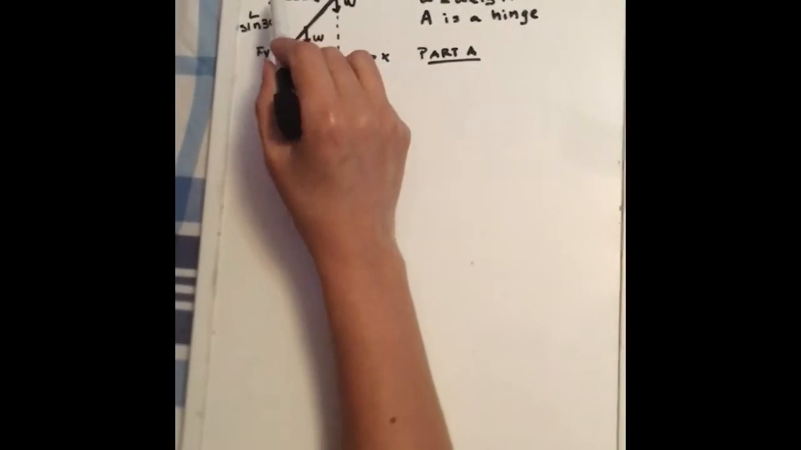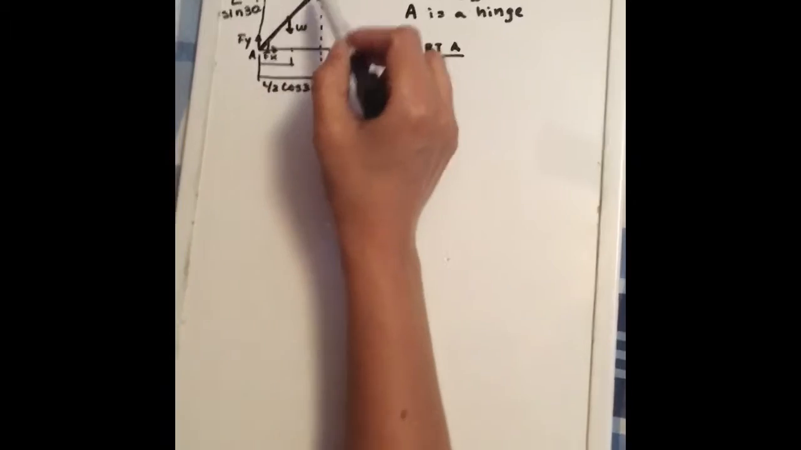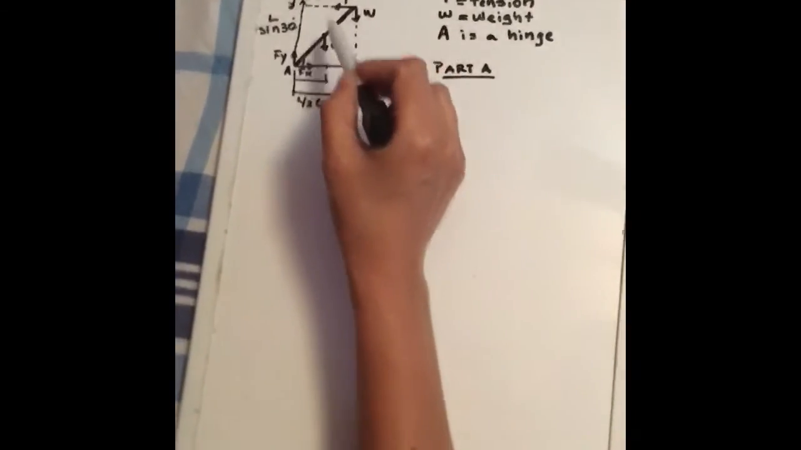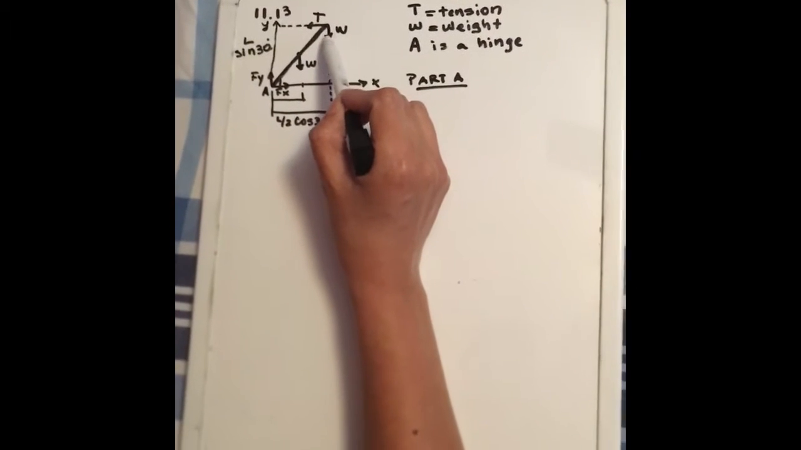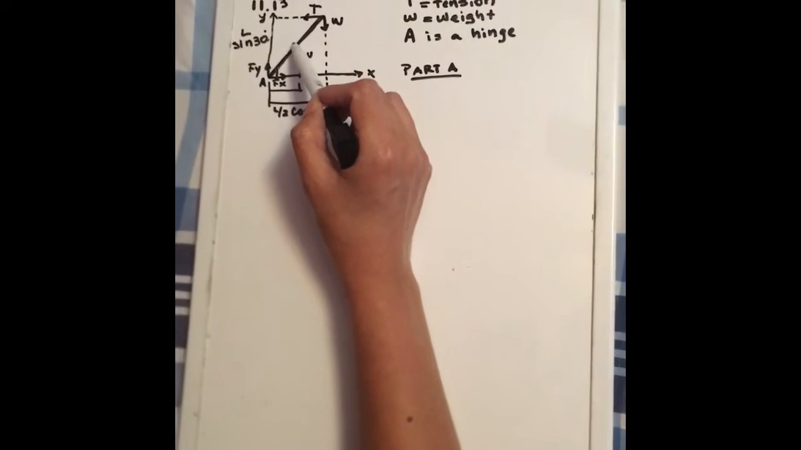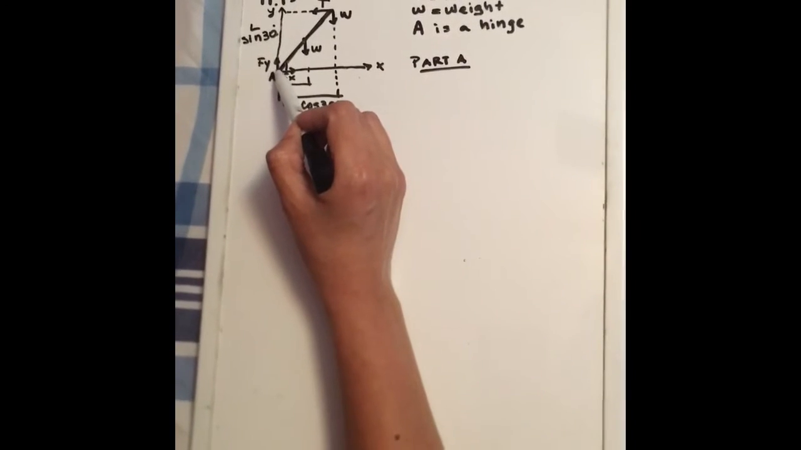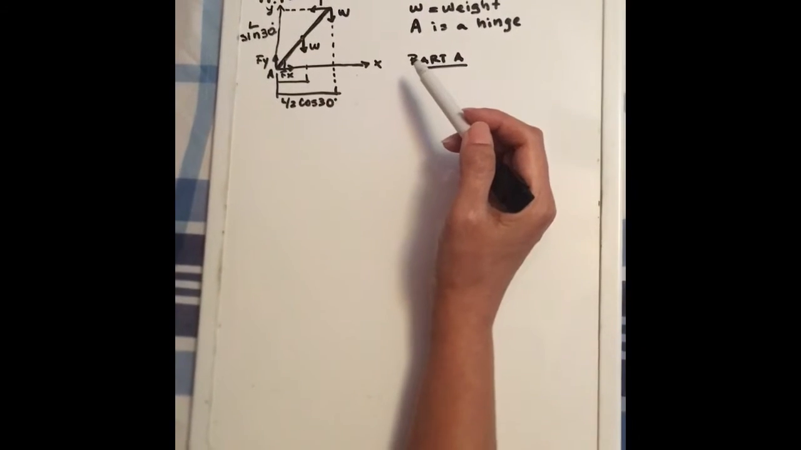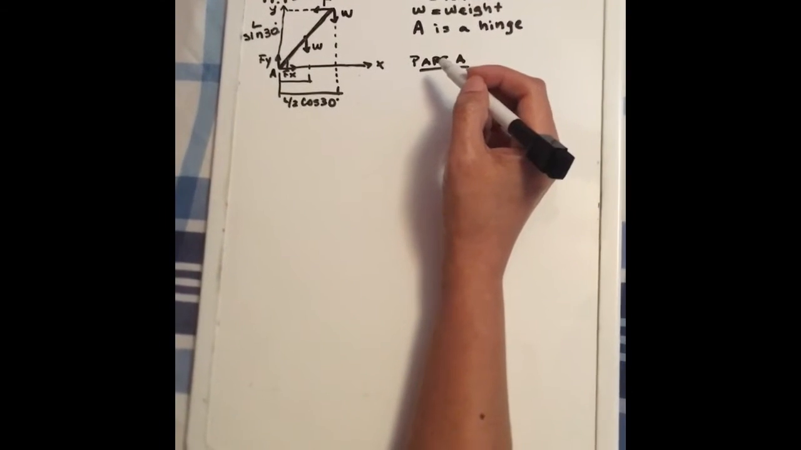Okay, I'm gonna solve the problem 1113. It has several steps. I just labeled all the figure A. This is the strut, this is the tension, this is the weight of the strut, this is the weight of the central mass of the strut, and A over here is a hinge. So for part A, it says find the tension.